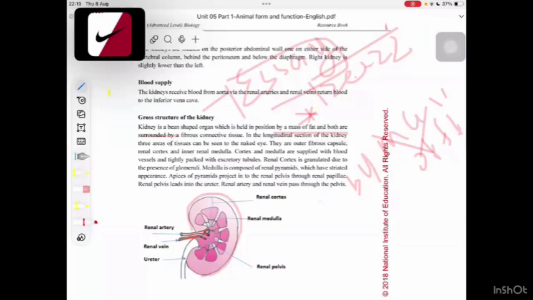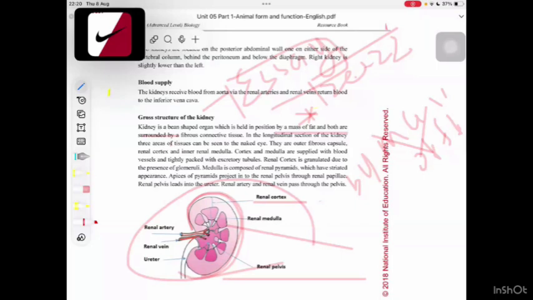A person who didn't read the resource book but has just memorized this diagram would write renal cortex, renal medulla, renal pelvis. But no, the three areas are the outer fibrous capsule, renal cortex, and the inner renal medulla. That's why I told you they haven't drawn this fibrous connective tissue here. They should have drawn that, but they haven't.